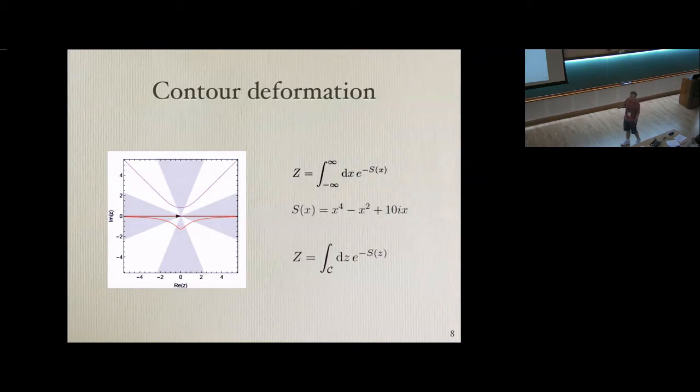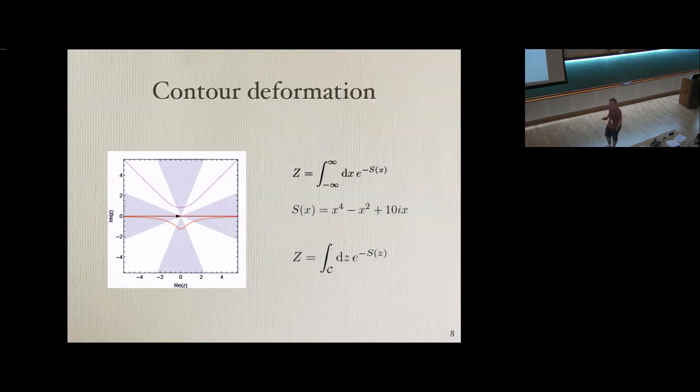We're going to use contour deformation. Imagine, as I said, the partition function is an integral over a very large number of degrees of freedom. Here I'm taking a simple sketch, an integral over a single degree of freedom where the action is some complex action that is quartic and so on. If I evaluate this on the real axis, this will lead to an oscillatory integrand. One way to deal with it is to deform the contour.